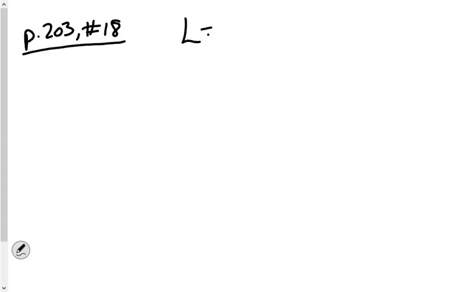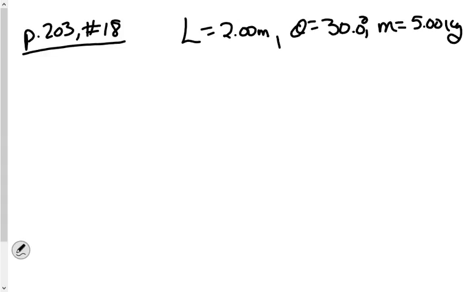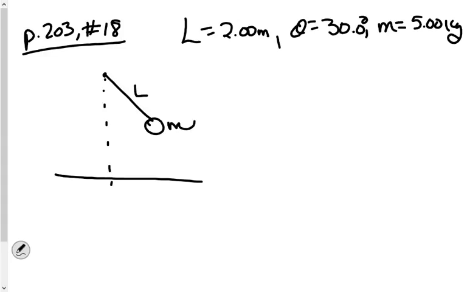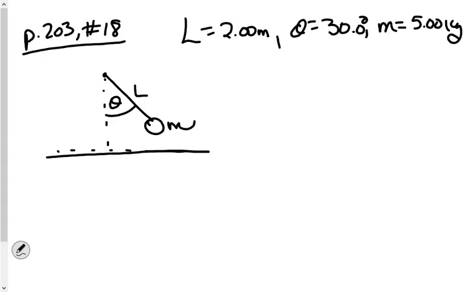Now we need to know what the numbers are, right? So L is 2 meters, theta is 30 degrees, and m is 5 kilograms. Okay. So if you remember the problem that we did last week, that was number 7. We had a pendulum of length L with a bob of mass m at the bottom, and we pulled it out an angle theta, and then we let it go, and we figured out some things.